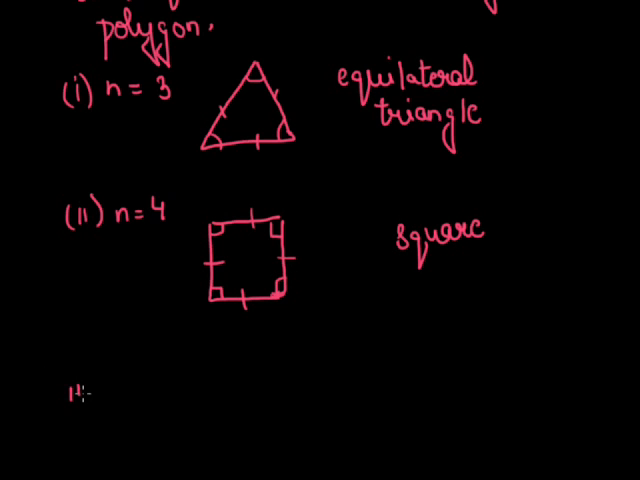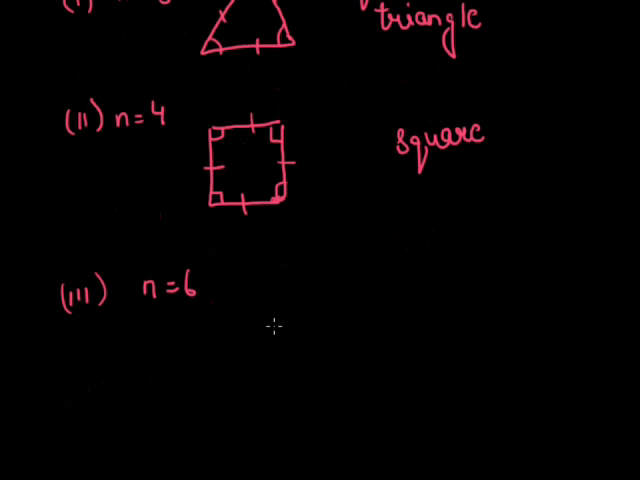The third part, n is equal to 6, that is, the number of sides is given as 6. So it is a regular hexagon. If n is equal to 6, and all the sides are equal in length and all the angles are equal, then only it is a regular polygon. So I can say the example for n equal to 6 is a regular hexagon.